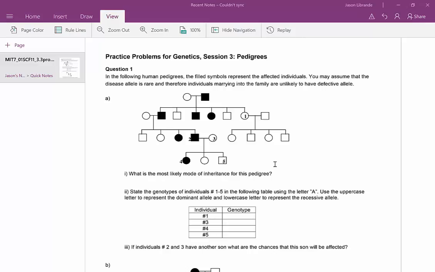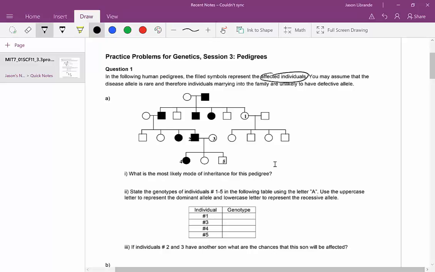So let's look at question 1. The filled symbols are affected individuals, and you can assume that the disease allele is rare, and therefore individuals marrying into the family are unlikely to have the defective allele. Okay, so that's helpful. As you know, males are going to be squares and females are going to be circles. That should be familiar to you from your textbook reading. So let's clear this out since we're going to mark this up quite a bit.